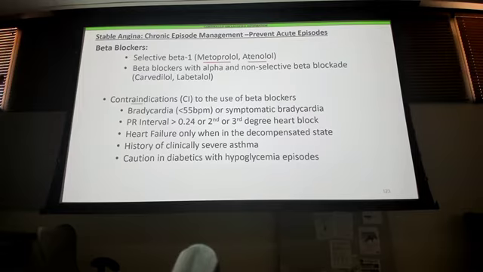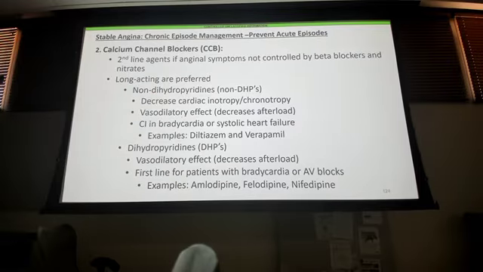But you got to be careful of who you give a beta blocker to. So if they already have a heart rate that's lower than goal, probably not the person that you want to be putting on a beta blocker. If they have some kind of heart block, that's just going to make it worse. So please don't give it to those patients.